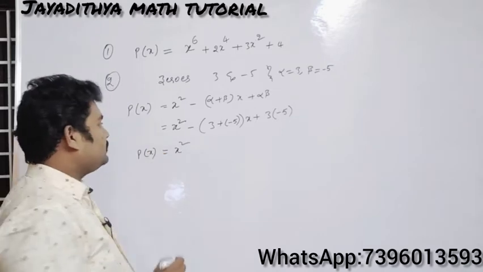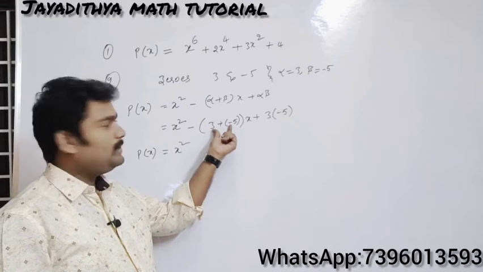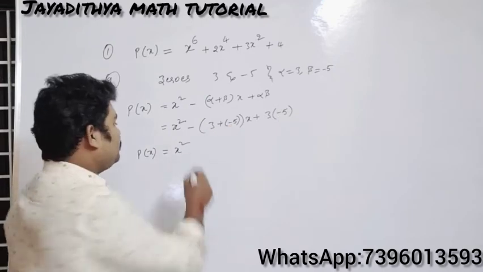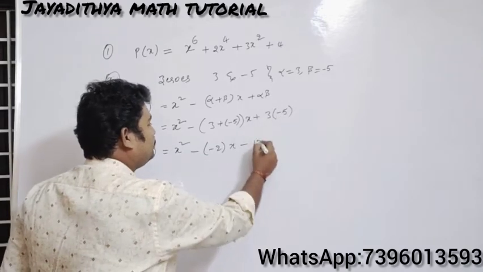P of x is equal to x square. 3 plus of minus 5 will be minus 2 now. 3 plus of minus 5 will be 3 minus 5, that is minus 2. So this is minus of minus 2 into x. Plus into minus is minus, 3 5s are 15.